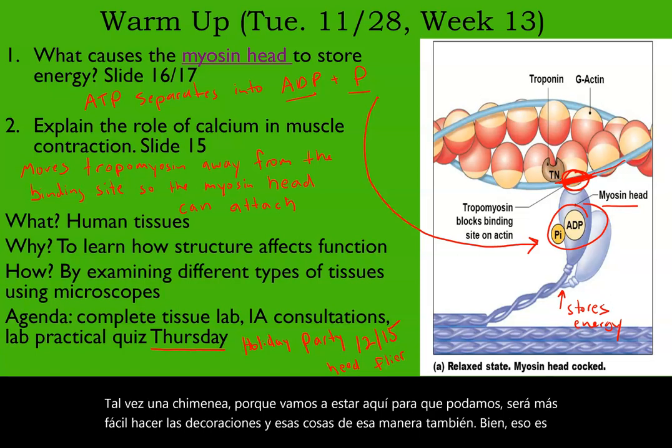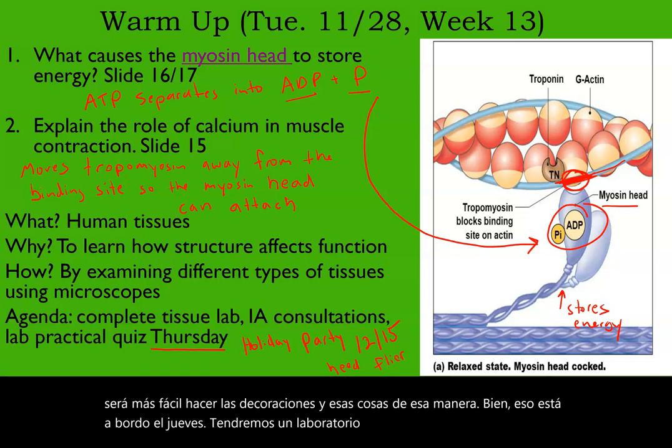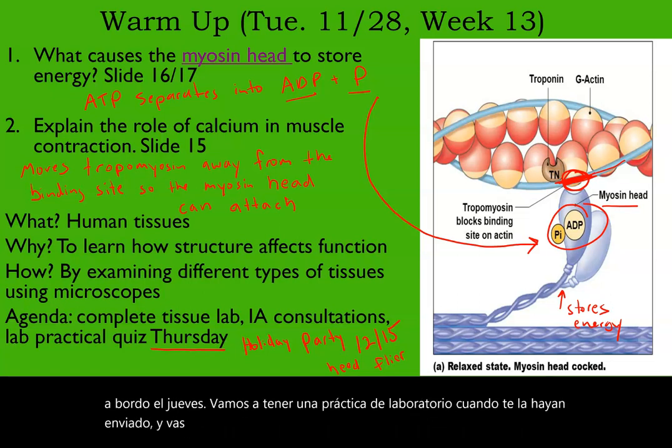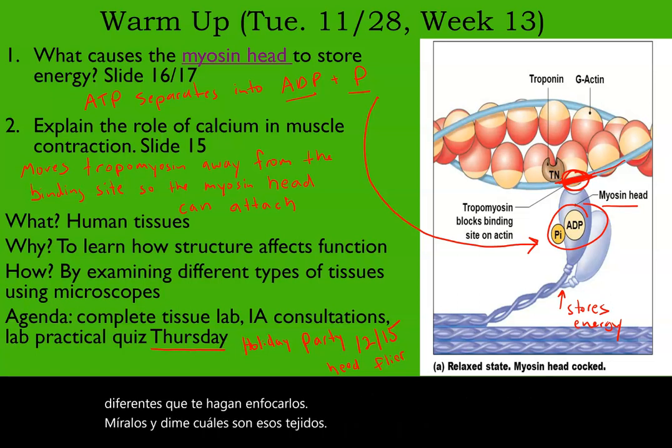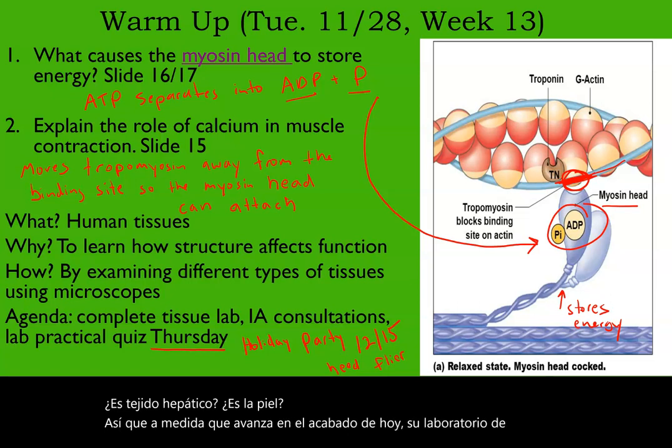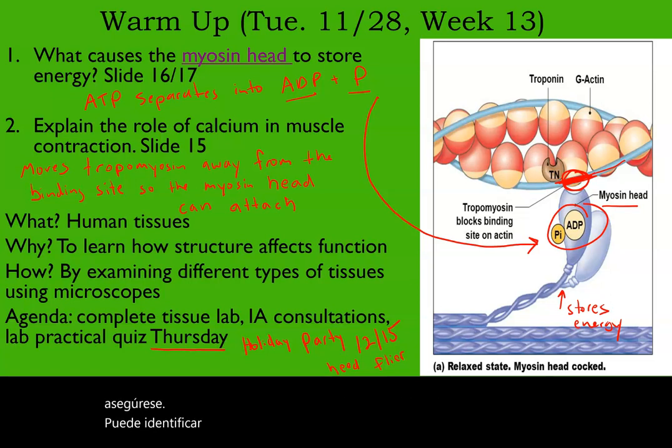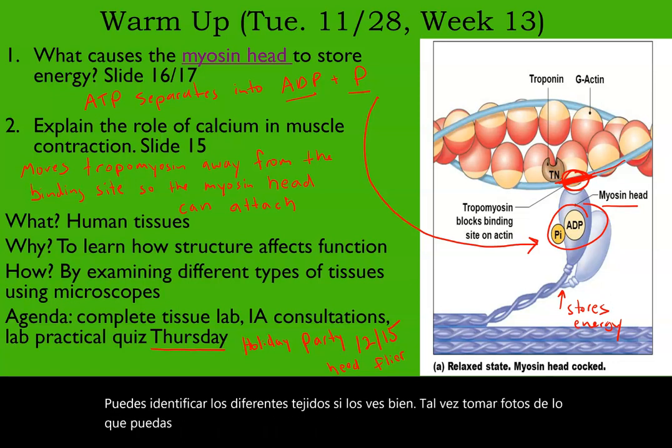Thursday, we'll have a lab practical. What I'm going to do is set you up, and you're going to identify the different tissues. Not all of them. I'm going to select some different tissues, have you focus them, look at them, and tell me what those tissues are. Okay, so muscle, nerve tissue. Is it liver tissue? Is it skin? So as you go through finishing up today your tissues lab, make sure you could identify the different tissues, okay, if you see them, all right? Maybe taking pictures of what you can will help you with studying, and look at your diagrams.